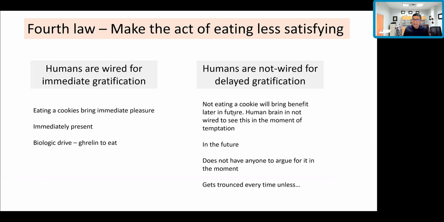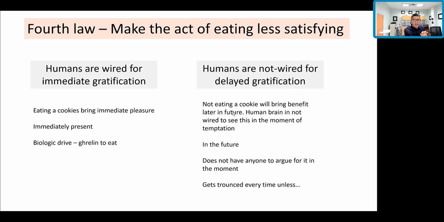Now let's look at the fourth law very briefly. And the fourth law is make it less satisfying. And that is difficult because humans are wired for immediate gratification. I have a donut in front of me. It is sugary. It's very tasty.